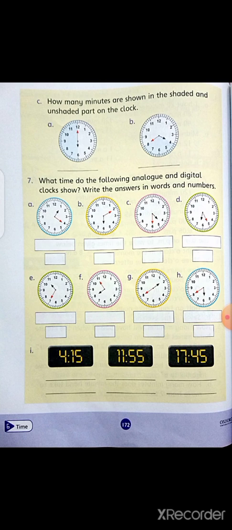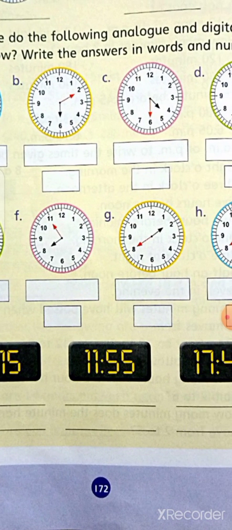And in I part, this is a digital clock. Time is shown as quarter past 4 or 15 minutes past 4. In the next one, it shows 11:55. It means 55 minutes past 11, or how many minutes are left to 12? 5 minutes to 12.